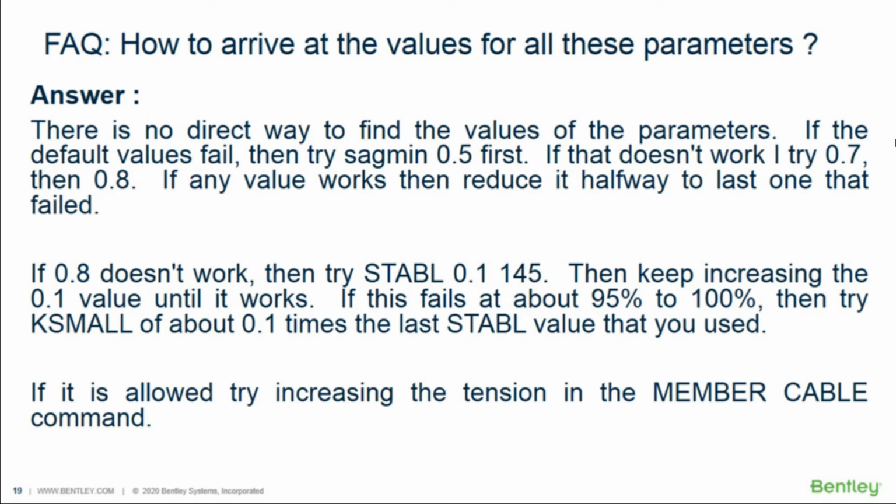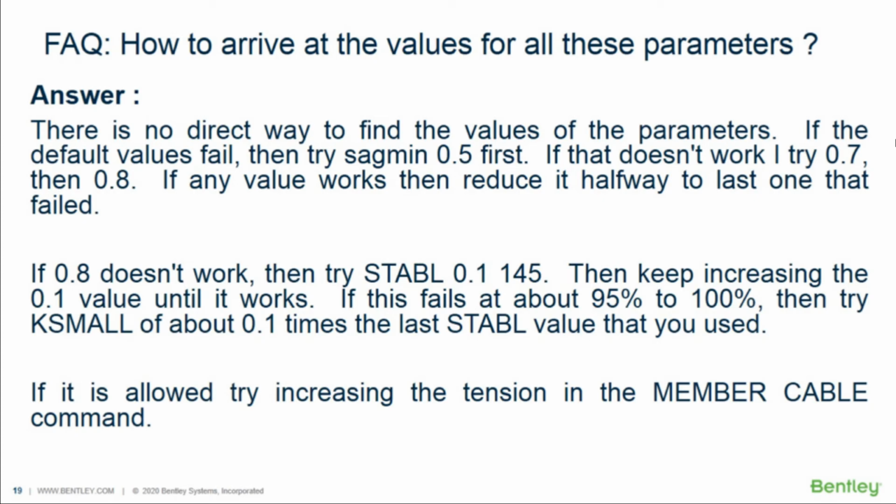Only in rare cases with complex models, the stability parameter, even when used up to 1000, may not solve the problem. Then, when the iteration fails at about 95 to 100%, only then start using the K small parameter. Remember that the stability parameter is not going to affect the stiffness of the structure at the end.